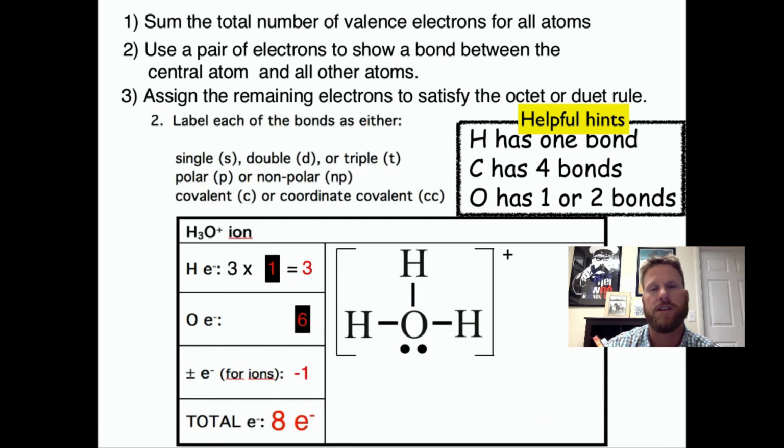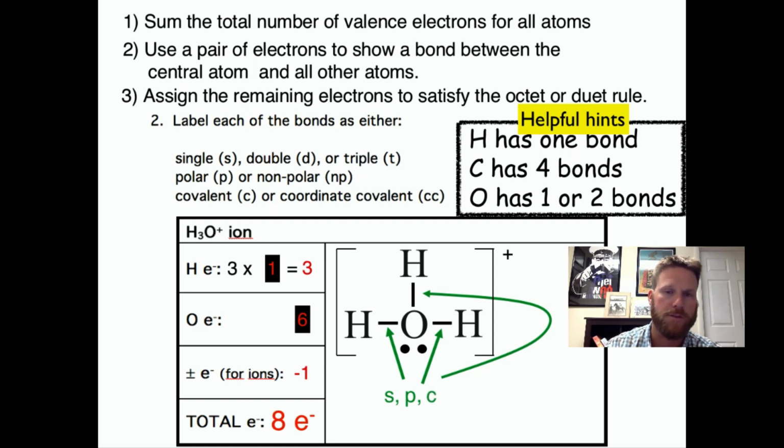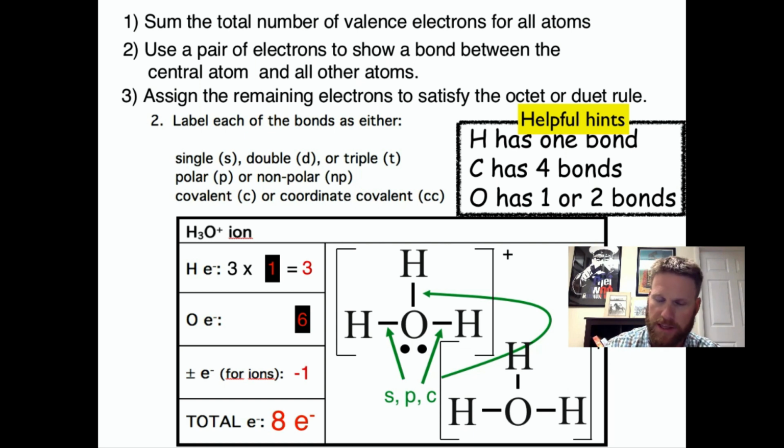The bonds in this structure are all single bonds. They're all polar because 2 different atoms are bonded together, and they are all covalent bonds. So the sketch would look something like this, just without those 2 electrons on the oxygen.